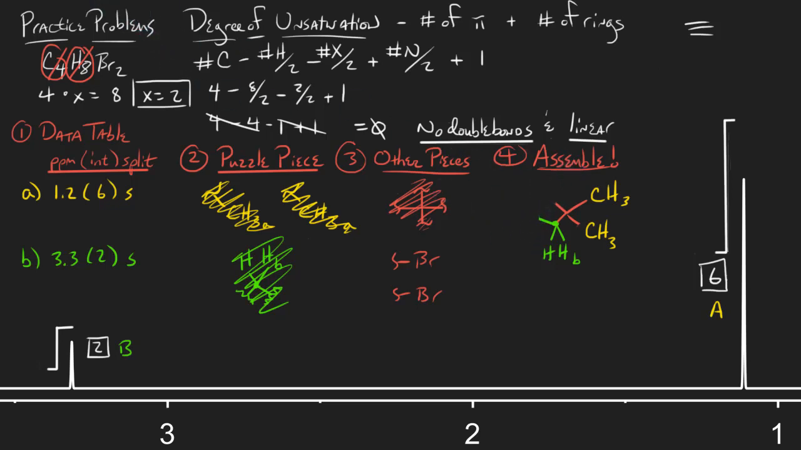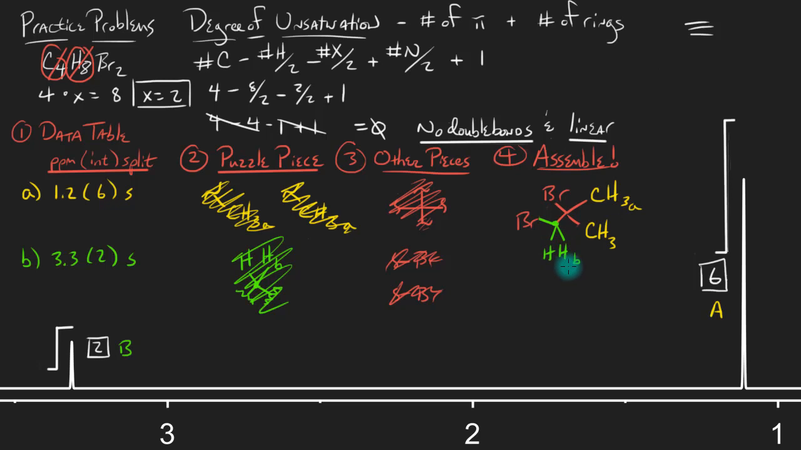We can put one bromine up above and the other bromine down below, and it really doesn't matter where we put the bromines in this particular case. And voila, it looks like we have a complete assemblage of the puzzle pieces. So what we could do at this point is go back and double check our splitting and our integration and make sure that these 2 CH3s are equivalent. But I think hopefully at this point it's pretty obvious that these are equivalent and that this is going to show up as a singlet.